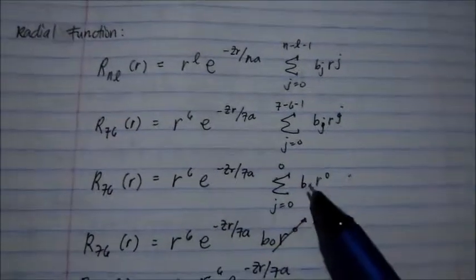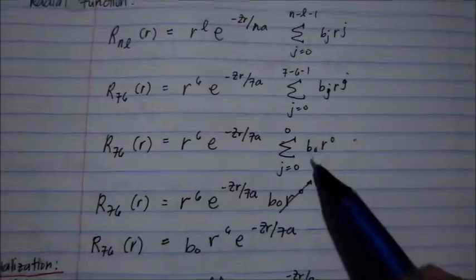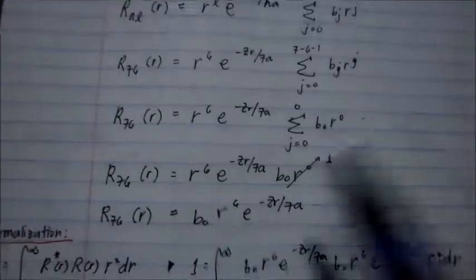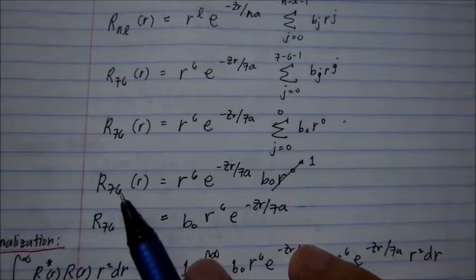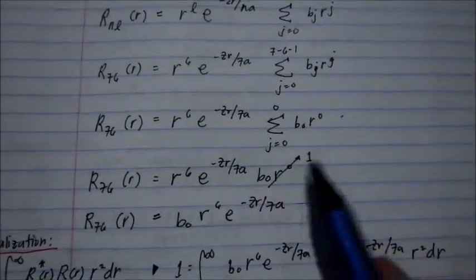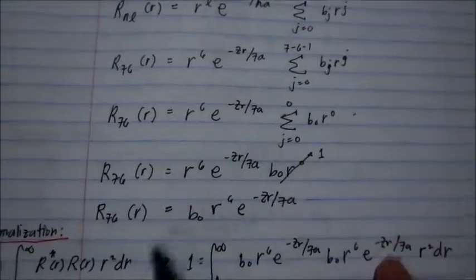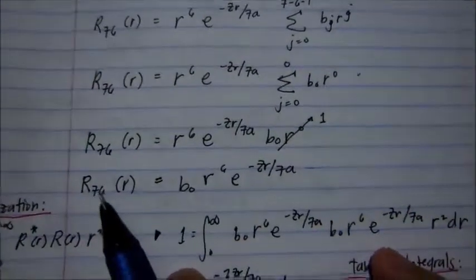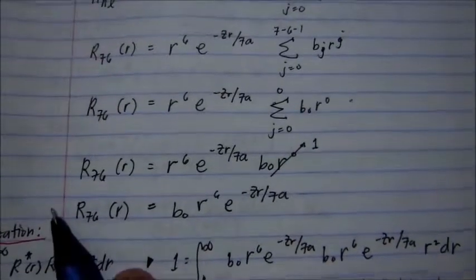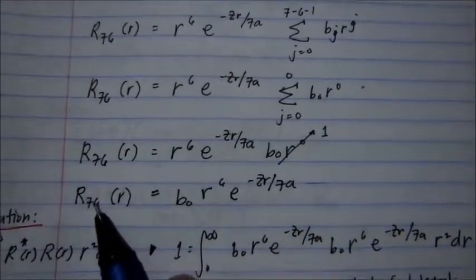So we are not going to use any recursion relation here. Alright, so here r raised to 0 is 1, so it will vanish. So our general radial equation will be like this.